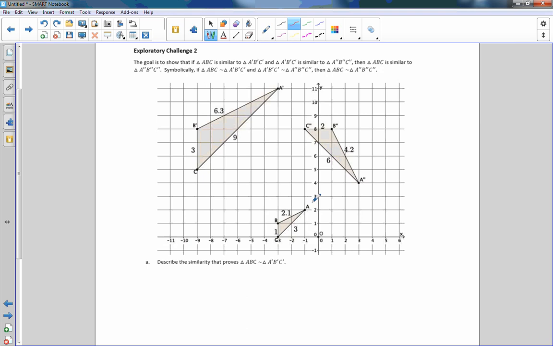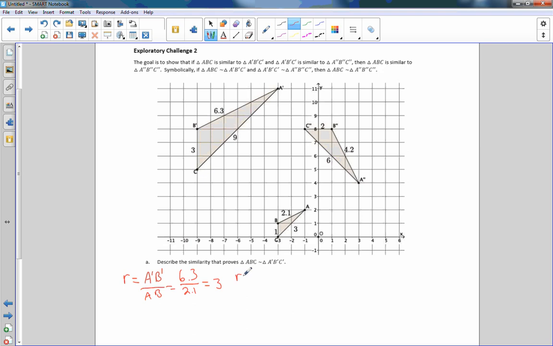Describe the similarity that proves this triangle is similar to this triangle. All right, so the first thing I'm going to do is determine what I had to scale it up by. So if I say that R equals, and we're scaling up, so my numerator's got to be bigger than my denominator, so I want my primes on top, I will start with A prime, B prime over AB. And A prime, B prime is 6.3. And I divide that by AB, which is 2.1. Well, 6.3 divided by 2.1 is 3.